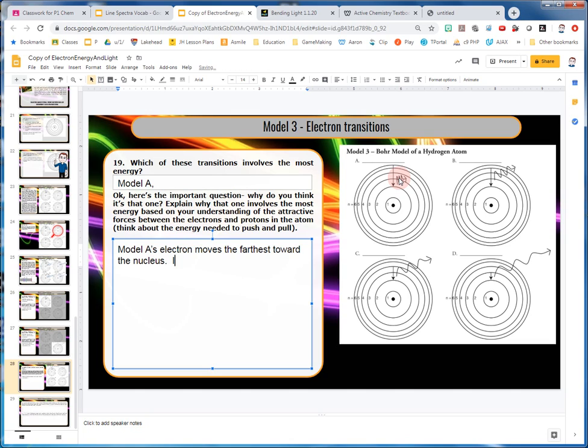Okay, if a student put this, what do you think I would say? Do you think I would say you're done? Probably not, right? If a student put this, I would say, why do you think that moving the farthest towards the nucleus has anything to do with energy? Well, you got to make that connection.